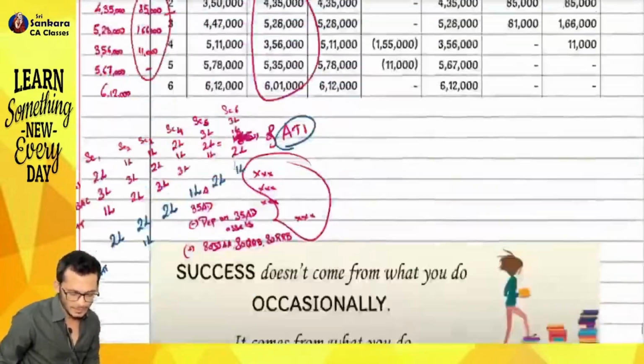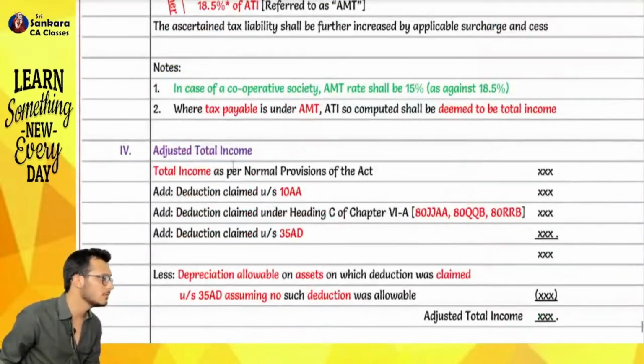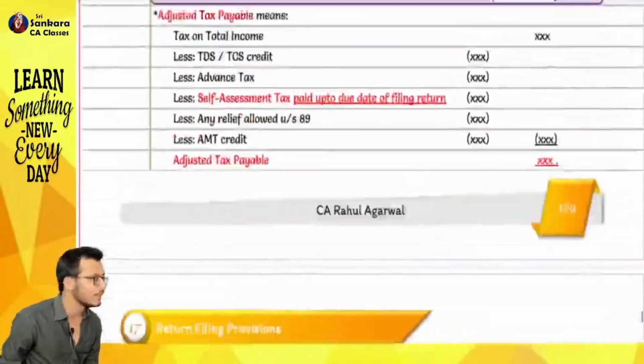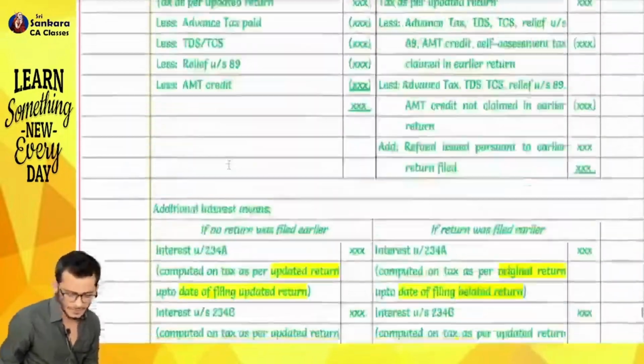Getting to the balance, we now have 3 chapters. One is called payment of taxes. Then we have return filing, and then we have TDS. Let's start from payment of taxes.